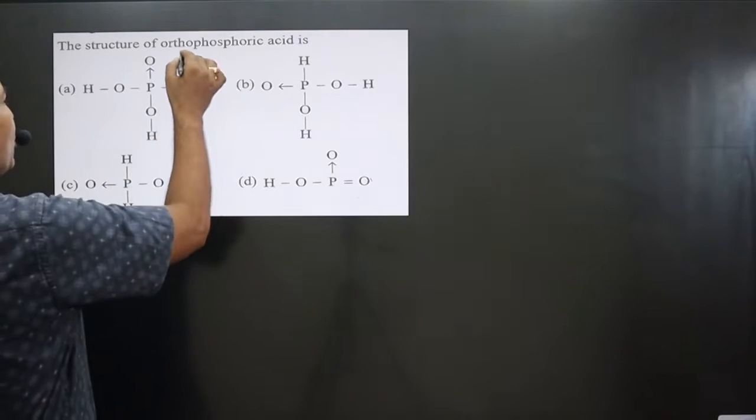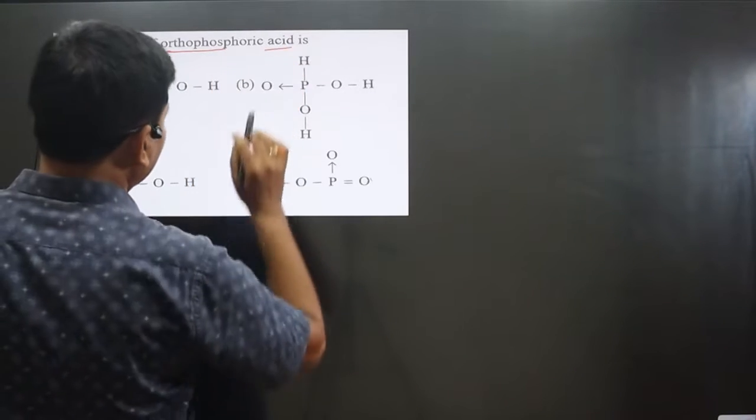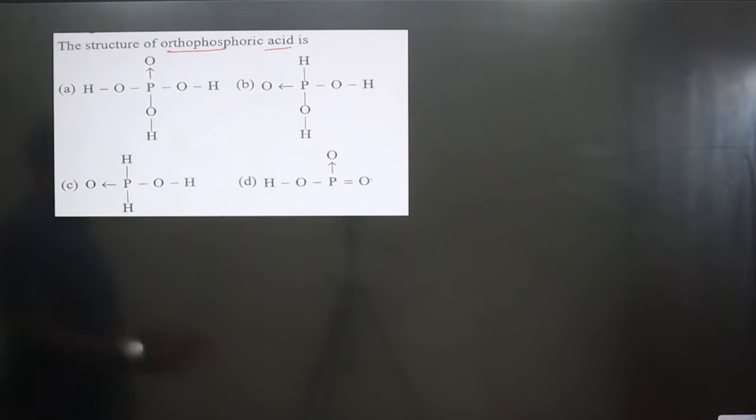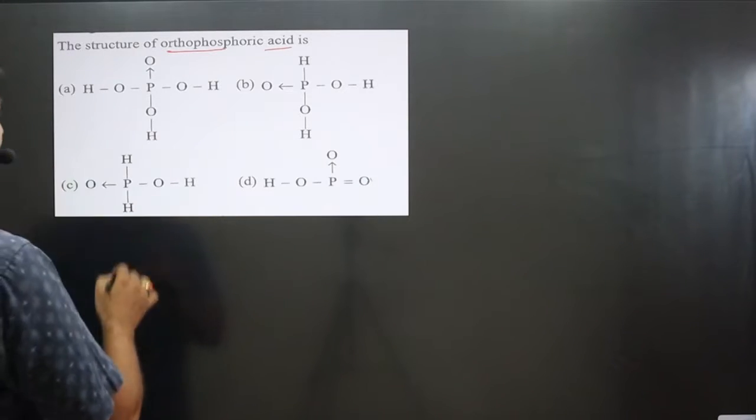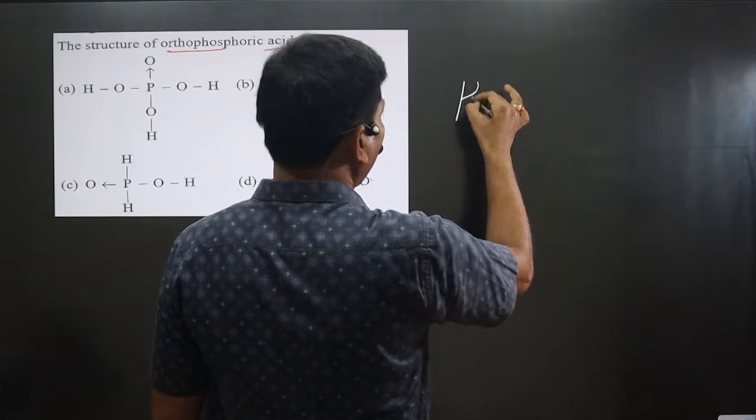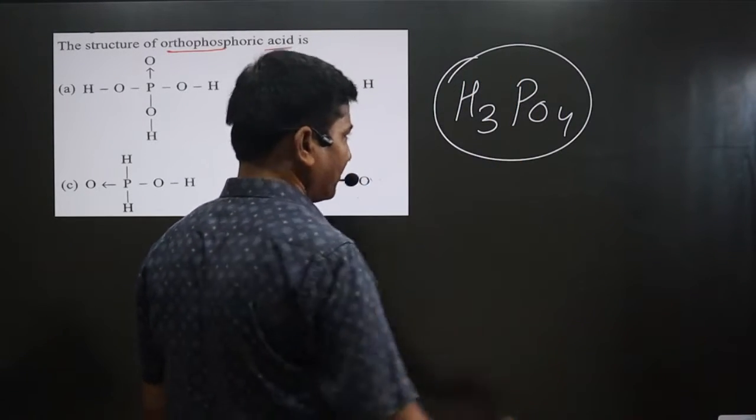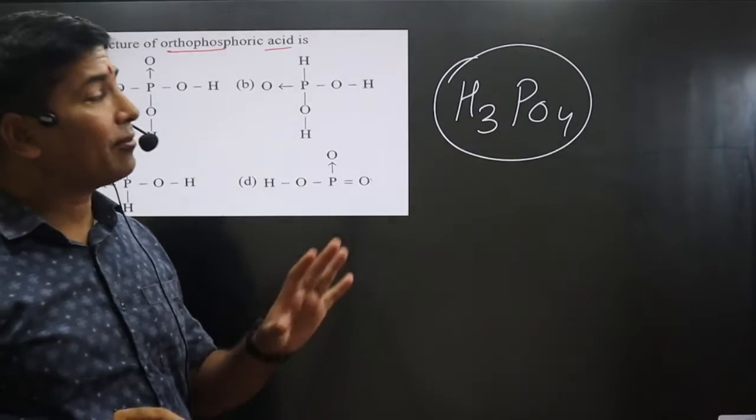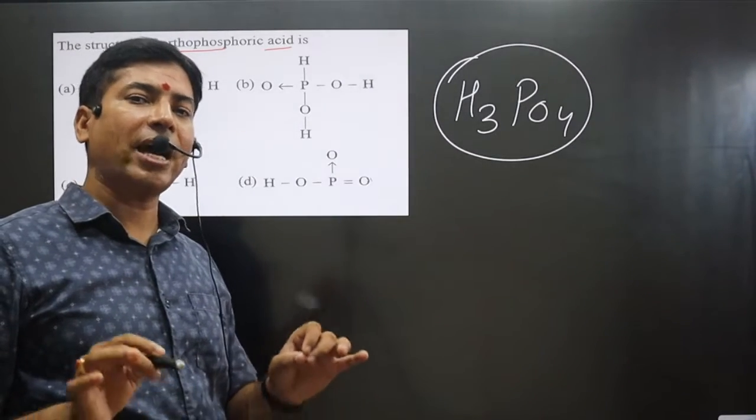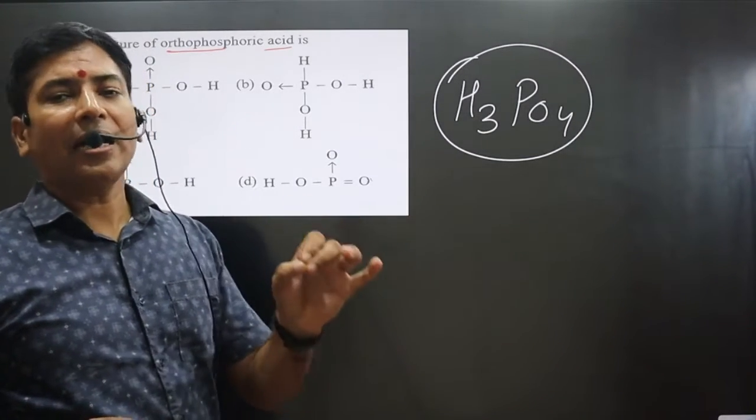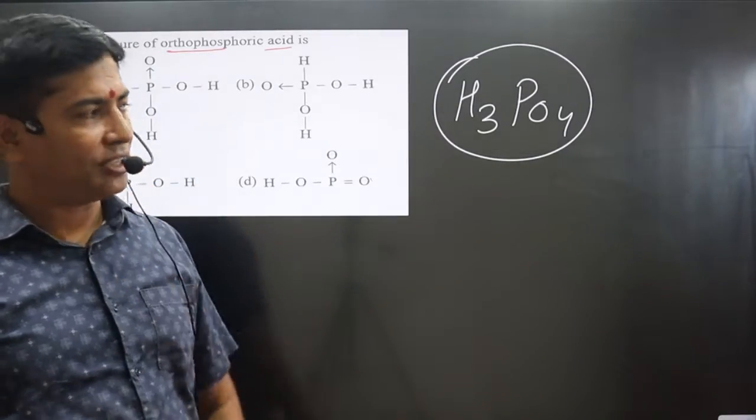The question says the structure of orthophosphoric acid is... First of all we should know the chemical formula, and the chemical formula of orthophosphoric acid is H3PO4. Now we can draw the structure. This is an oxo acid of phosphorus. In oxo acids, hydrogen and oxygen are attached to the central element in different ratios.